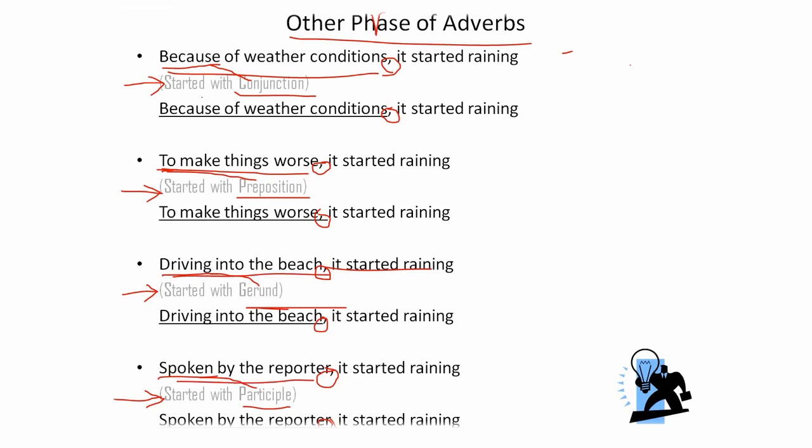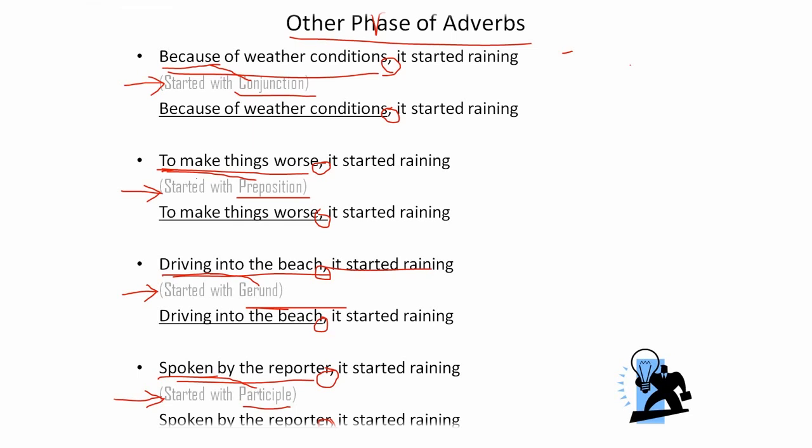సో లెట్ అస్ రీడ్ దీస్ సెంటెన్సెస్. బికాస్ ఆఫ్ వెదర్ కండిషన్స్ ఇట్ స్టార్టెడ్ రైనింగ్. టు మేక్ థింగ్స్ వర్స్ ఇట్ స్టార్టెడ్ రైనింగ్. డ్రైవింగ్ ఇన్ టు ద బీచ్ ఇట్ స్టార్టెడ్ రైనింగ్. స్పోకెన్ బై ద రిపోర్టర్ ఇట్ స్టార్టెడ్ రైనింగ్.